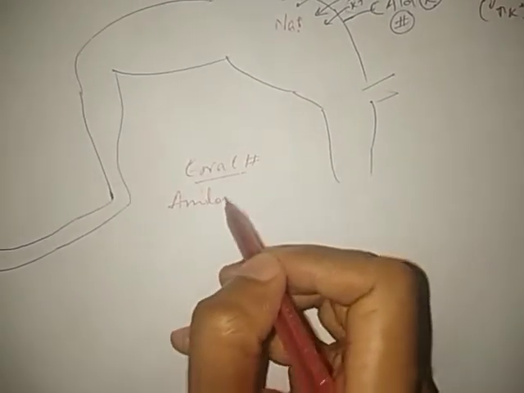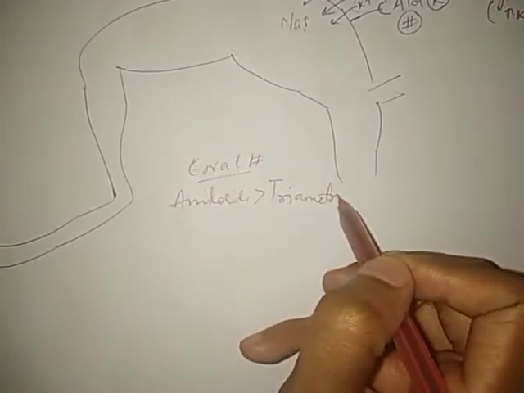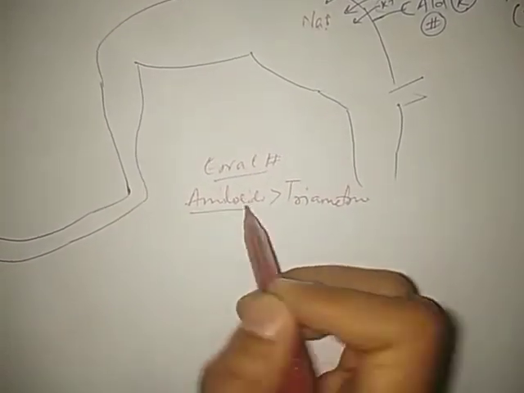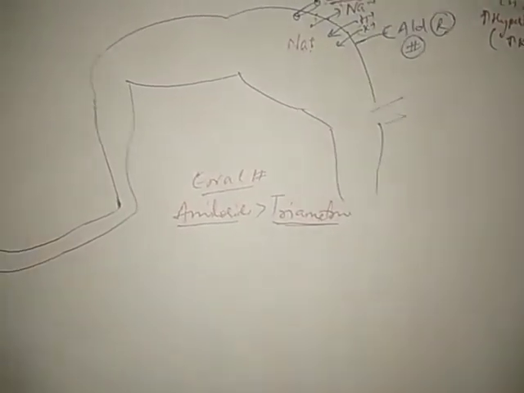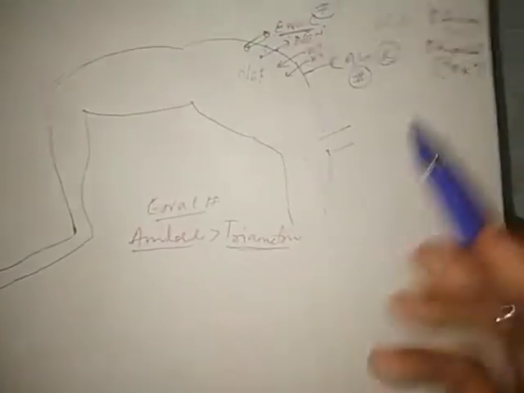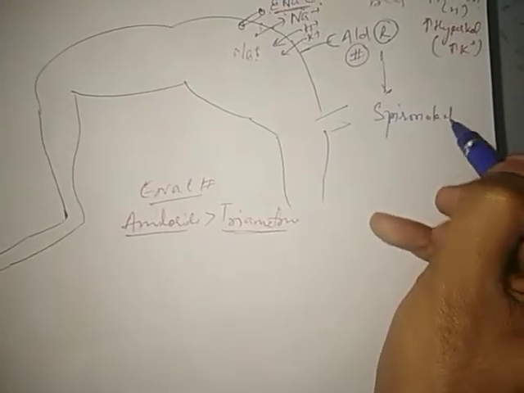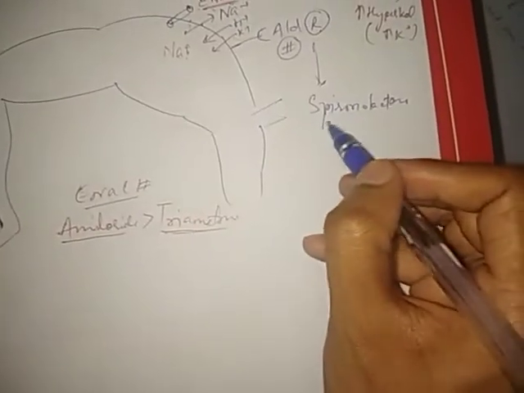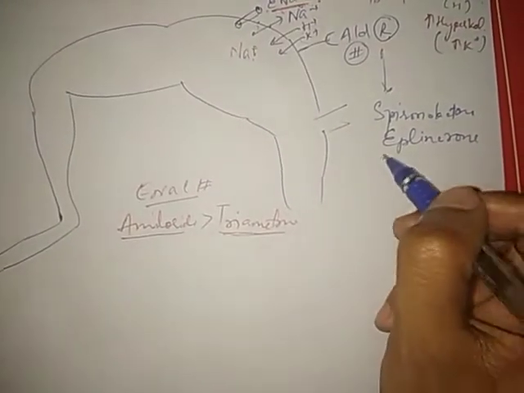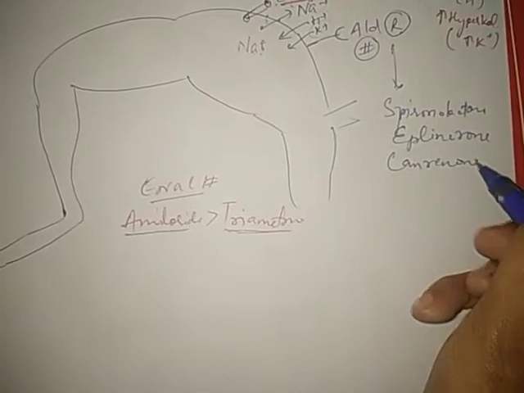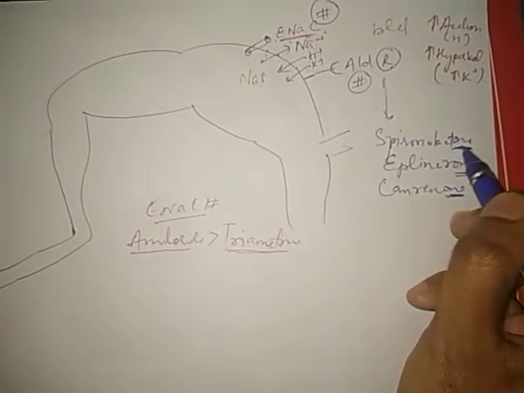we have amiloride, and we have triamterene. Which is better? Amiloride is better. Why? Because triamterene has lots of side effects. Okay, we will study it later. And among the aldosterone receptor blockers, we have spironolactone and eplerenone, and we have canrenone. Anything ending with one, that group of drugs are aldosterone receptor blockers.